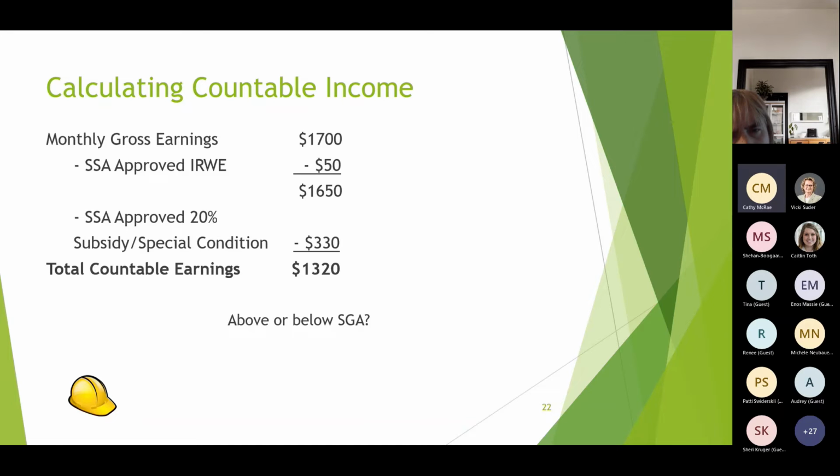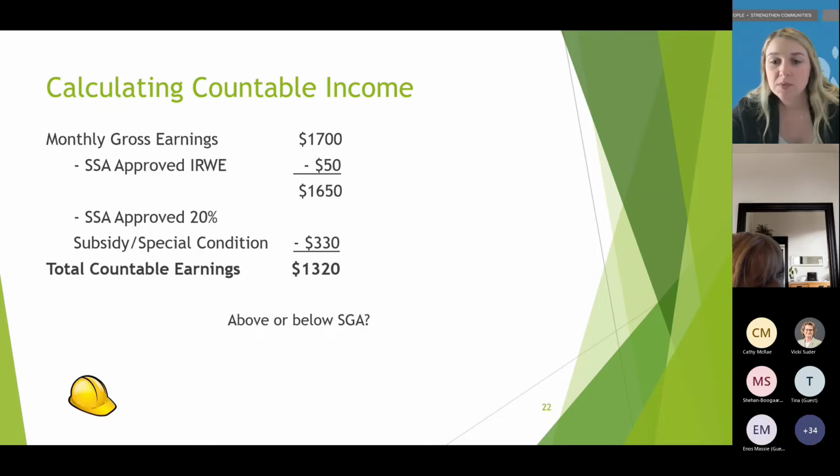Okay, I'm going to stop and just quickly take some questions if there are any about SSDI before I move on to SSI. We do have one question in the chat that I will read. Emily had asked, are SSDI work incentives available to DACs? Yes, yes, they are.